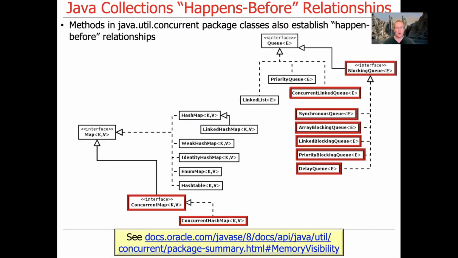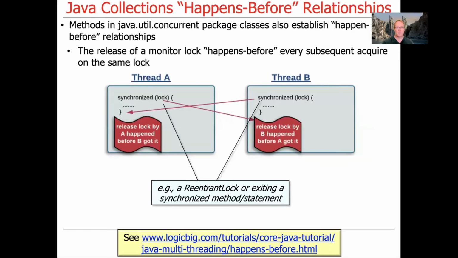So there's a whole bunch of methods in the Java util concurrent package. And these belong to various classes, some of which we've talked about in detail, like array blocking queue, some of which we talked about briefly, like concurrent hashmap, and we'll get a chance to talk more about those in our upcoming assignments. So these also, of course, enforce happens before relationships too.